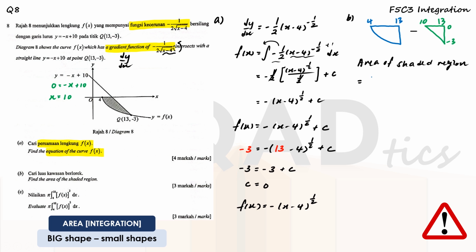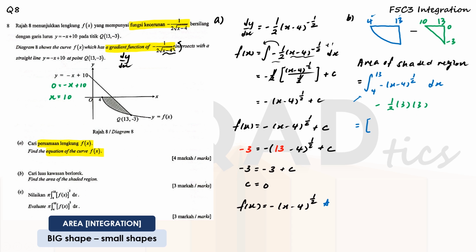So for this one, it is bounded by the x-axis, so here the x values are 4 to 13, and we need to integrate the equation of the curve, which is from part A, right? So let me put it here. Right, and the triangle will be 1/2 times base times height, so 13 minus 10 is 3, 0 minus -3 is also 3.